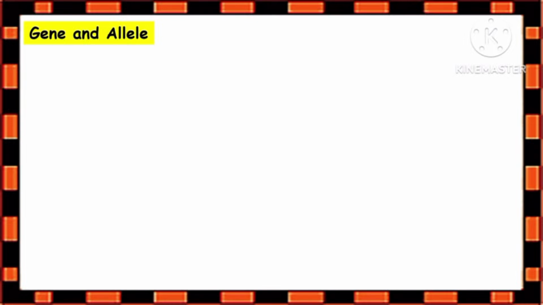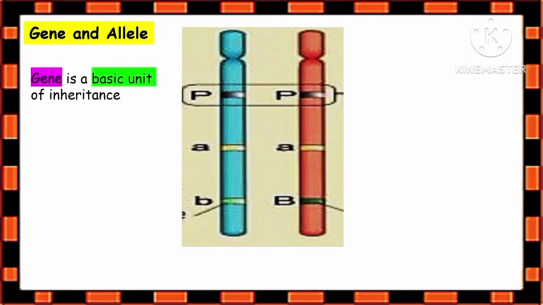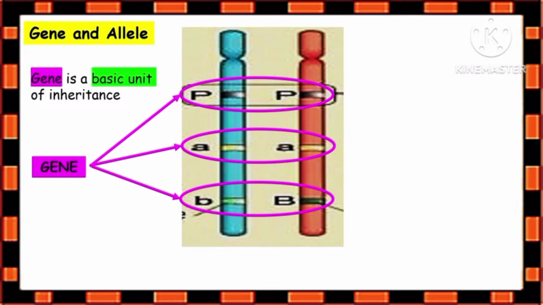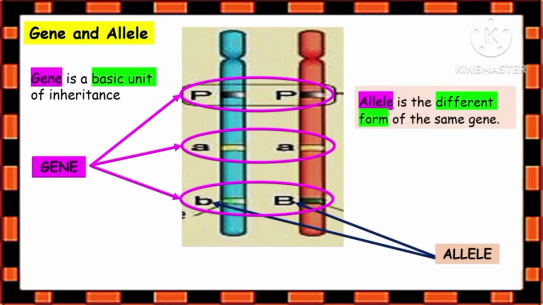Now, the difference between gene and allele. Gene is a basic unit of inheritance. If you look at the diagram of these two chromosomes, you can see there are three different letters, P, A, and B, which are located at different positions or locations. So these are known as genes. But for the last one, we have capital B and small b. So this one is known as allele. What is allele? Allele is the different form of the same gene.